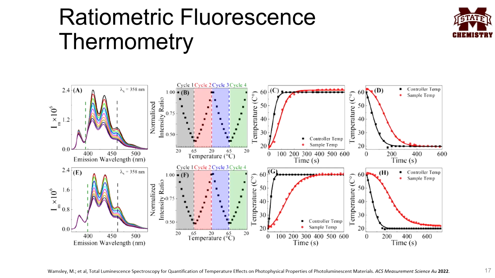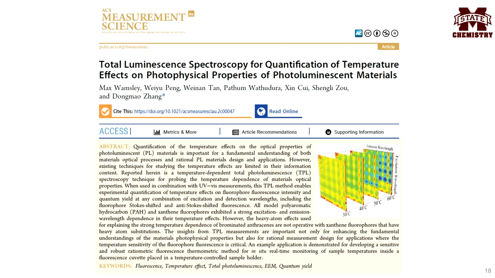Lastly, the ratiometric fluorescence thermometry, which is discussed in detail in our publication, could lay the foundation for future development of nanoscale temperature sensors by fabricating fluorescence nanoparticles with temperature-sensitive and temperature-insensitive dyes. In conclusion, we believe that the total photoluminescence method discussed will be adopted broadly by physical, analytical, and material chemists for characterization purposes. Thank you for your interest and attention.